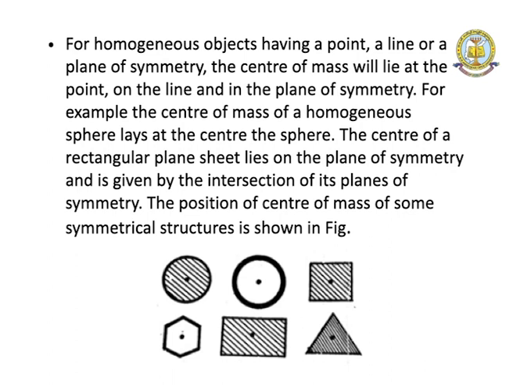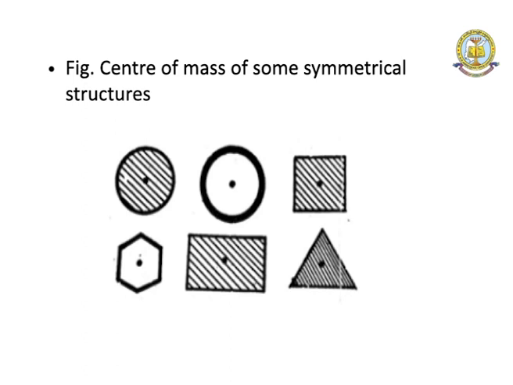For a homogeneous object having a point, a line or a plane of symmetry, the center of mass will lie at the point, on the line or in the plane of symmetry. For example, the center of mass of a homogeneous sphere lies at the center of the sphere, and the center of a rectangular plane sheet lies on the plane of symmetry, given by the intersection of its planes of symmetry. This figure shows the position of the center of mass of symmetrical structures such as the rectangle, triangle and square.